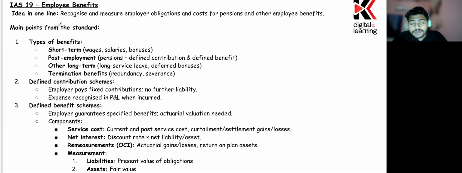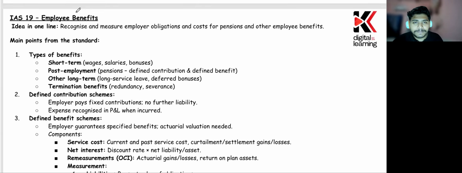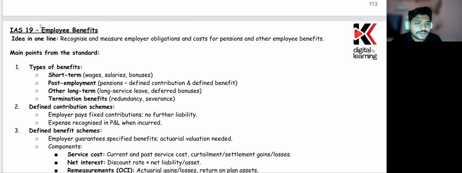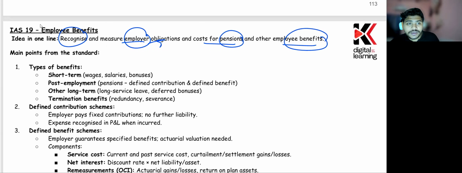Employee benefits are the benefits provided by the employer to the employee. There are certain types of benefits: short-term, post-employment, other long-term, and termination. There are certain other contributions as well. So we will look at all of those things. This is about recognizing and measuring the employer's obligations and cost of pension and other benefits. We are just accounting for the benefits the employer is providing to the employees.